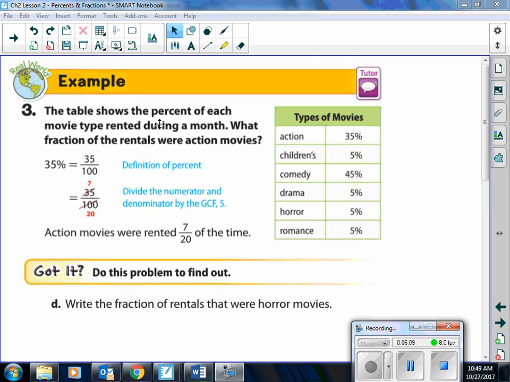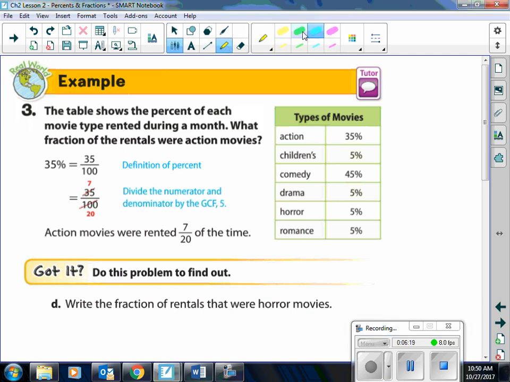All right, example 3 says the table shows the percent of each movie type rented during a month. What fraction of the rentals were action movies? So here we're just going to look at the table, and we see that action movies is 35%. So written as a fraction, 35 over 100. And then we can simplify by dividing by 5, right? Dividing by 5, and we end up with 7/20. So 7/20 of all of the movies is an action movie.